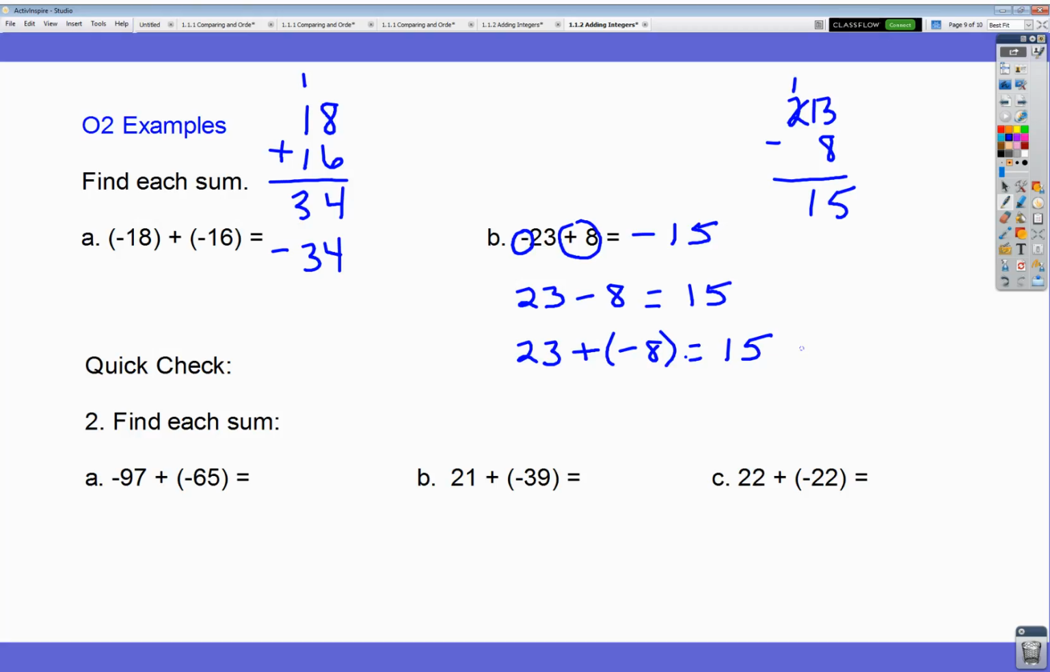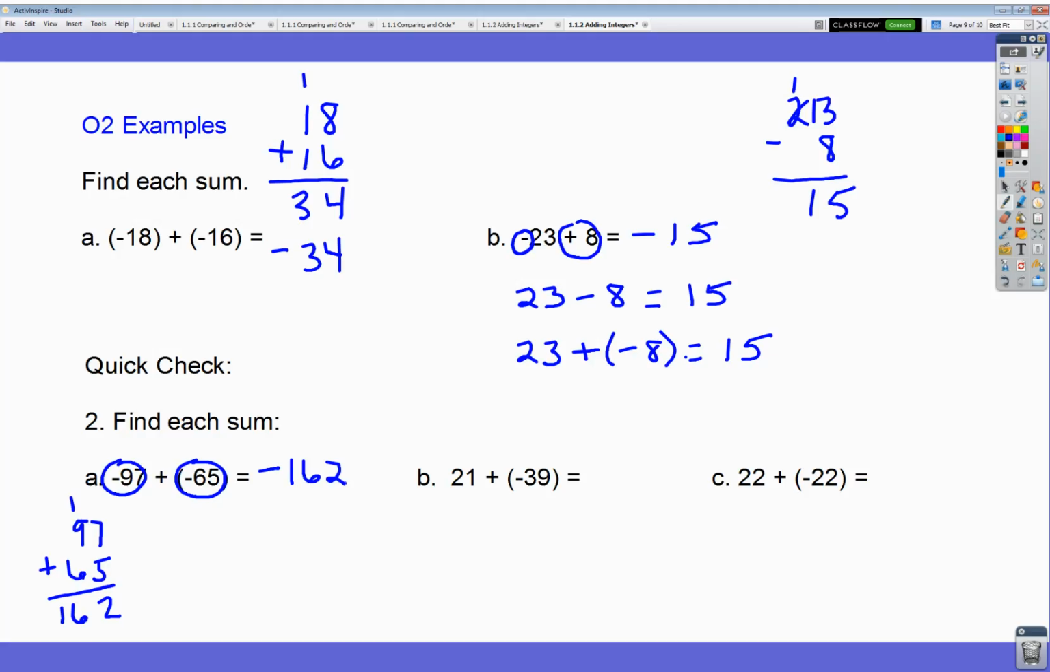Okay, letter A, we have negative 97 plus negative 65. Same signs, add and keep. We have the same signs, negative 97, negative 65. So I'm going to add them, but I'm going to keep the sign. So 97 plus 65. 7 plus 5 is 12. 9 and 1 is 10, plus 6 is 16. So it's 162, and I already have my negative sign.